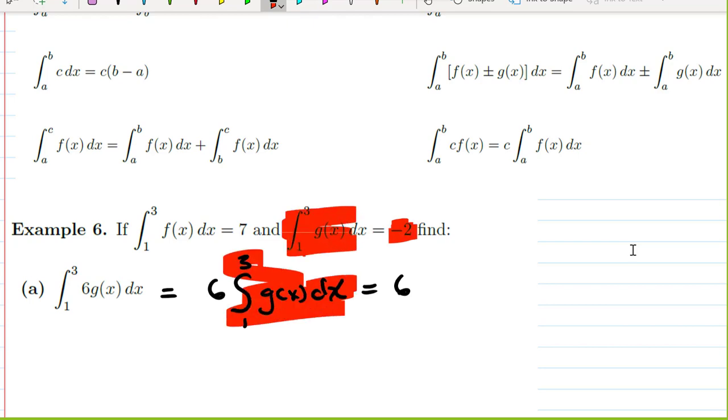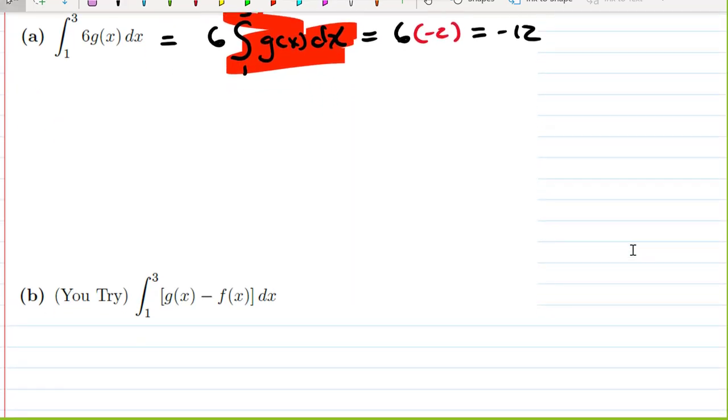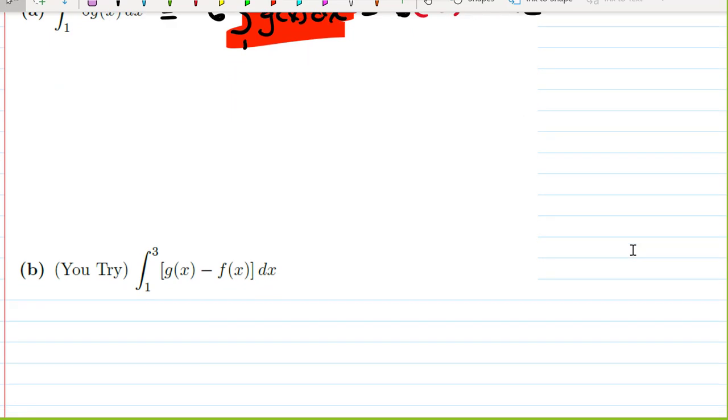which is equal to negative 2. So then we can just replace it with what it is equal to, which is negative 2. So 6 times negative 2 gives us negative 12. So the integral from 1 to 3 of 6g of x is going to be equal to negative 12. All right, so now your turn.